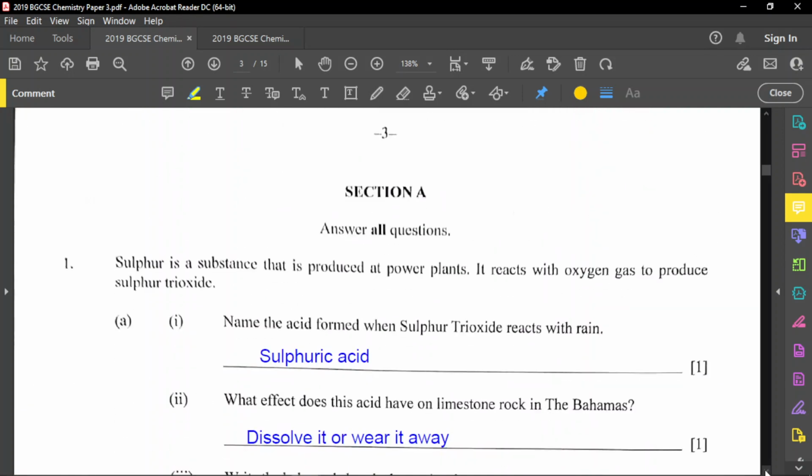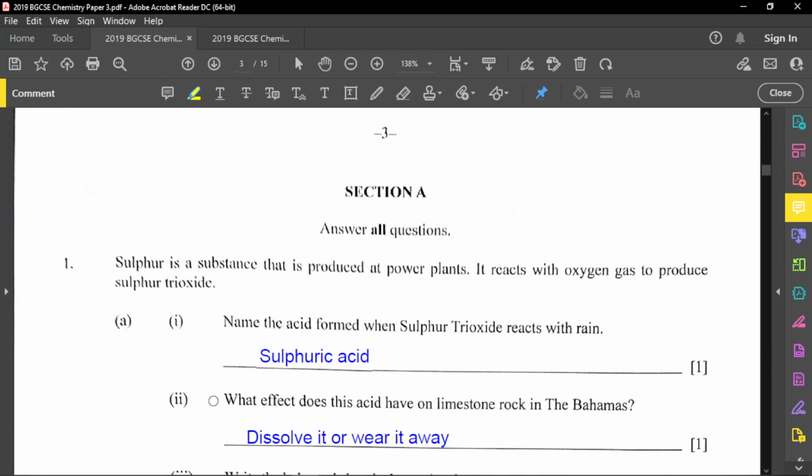All right, so jump into question number 1 from section A. It said sulfur is a substance that is produced at power plants. It reacts with oxygen gas to produce sulfur trioxide. Now, it says name the acid formed when sulfur trioxide reacts with rain. And so, if sulfur trioxide reacts with water, which is simply rain, then you get sulfuric acid.